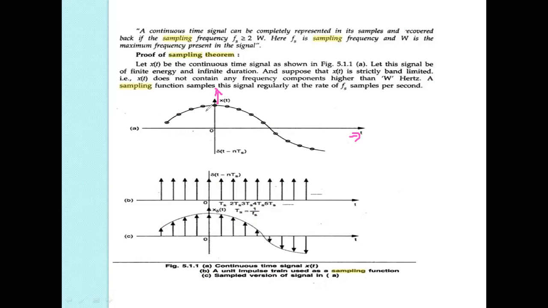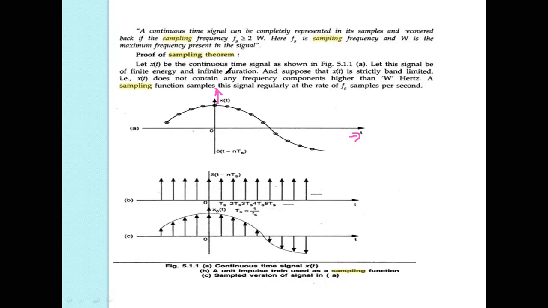In figure A here, figure B shows all the samples, and figure C is the combination of the original signal and the samples. We are saying this signal is a discrete time signal. Let the signal be of finite energy and infinite duration.